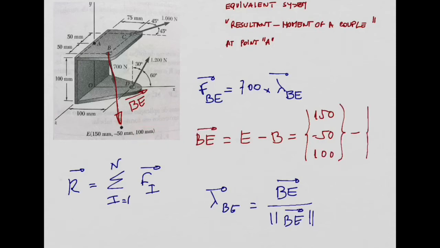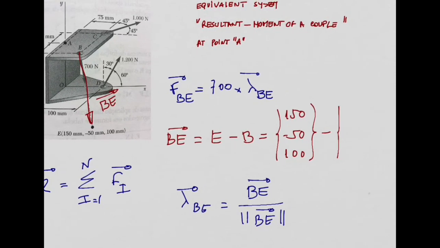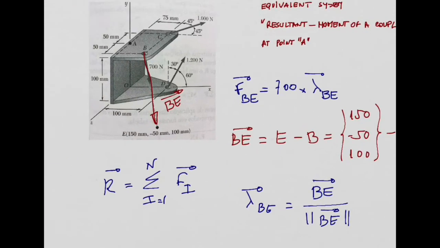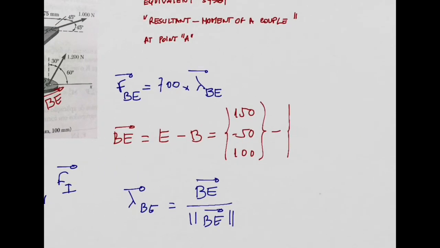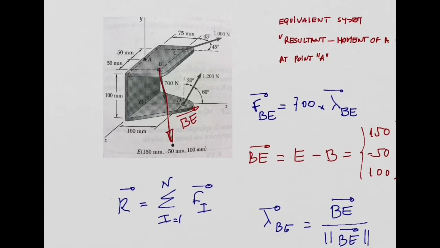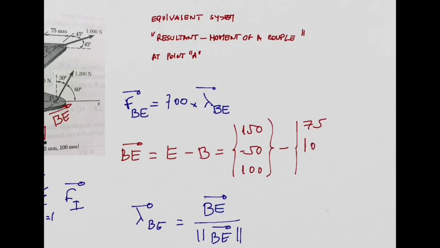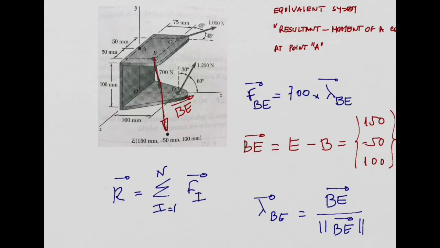Now I need to subtract the components of point B. X component of point B, you tell me. 100 is this one here, right? Are you sure? 75. Very good. What about the Y component in the Y direction, point B? 100. This one. Agree? Z, 50. Very good. This one is my Z component, right? Z coordinate of point B.